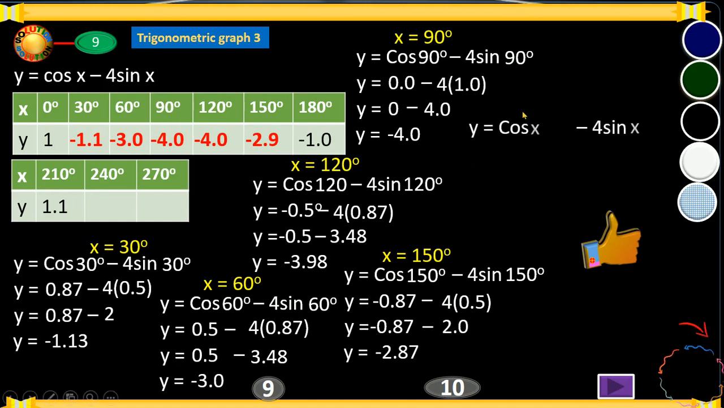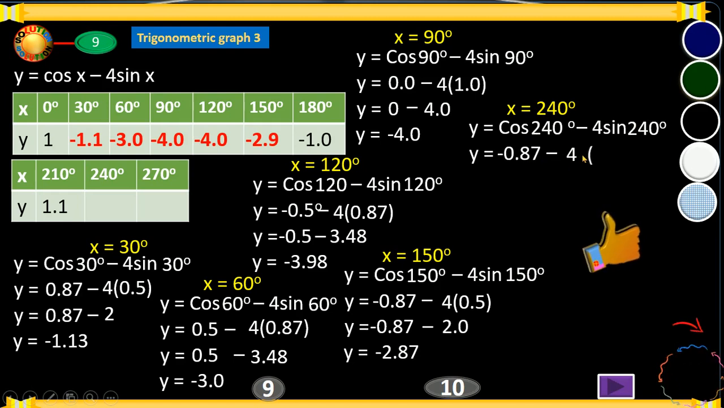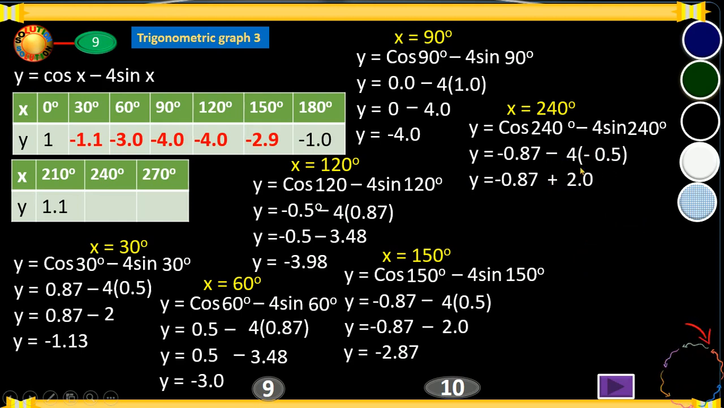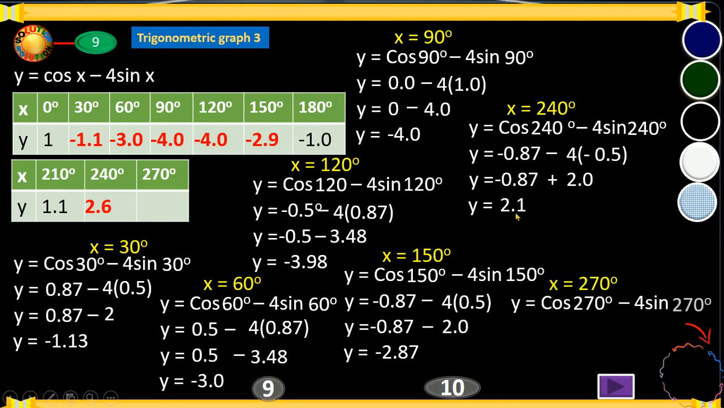Now when x is equal to 240, we replace x with 240, we replace x here with 240, then y will be equal to cos 240, which will give us minus 0.87, and sin 240 is also negative, which is going to give us minus 0.5. So y will be equal to minus 0.87 plus 2, since minus times minus is plus. Then y will be equal to minus 0.87 plus 2, which will give us 1.1.